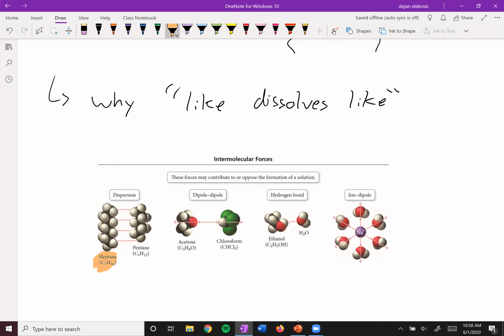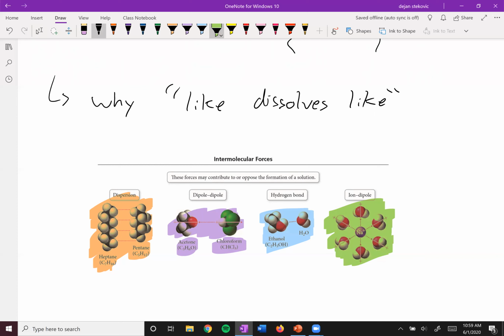So here we're mixing heptane and pentane. And so you can see they're both CH molecules. The CH bond is very nonpolar. And so this just has London dispersion forces. And so these will mix. In this next example, we've got acetone and chloroform. Here, both of these have a dipole. And so they're very similar and they'll mix because the intermolecular forces of the mixture are very favorable. Here, both of these have hydrogen bonding, so that's very favorable, and they'll mix. And then here we have a salt being dissolved in a polar solvent, so we can form these ion-dipole mixtures. And again, that's very favorable, so it will mix.